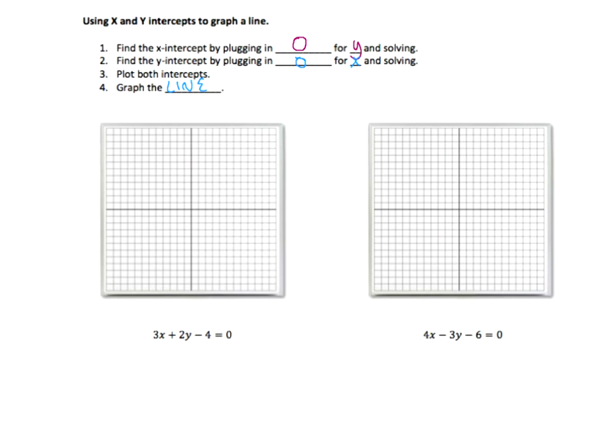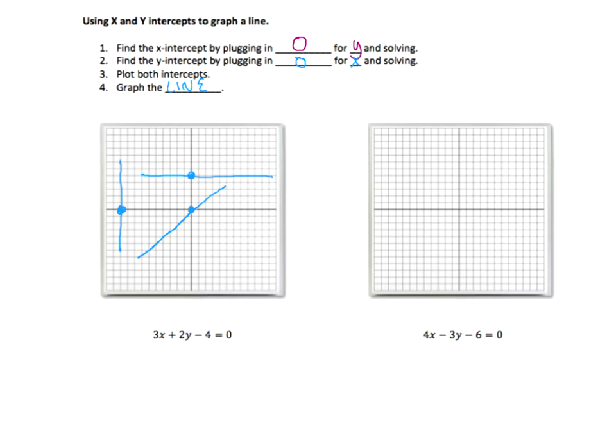Now, the only time you can't use this method to graph a line is if you don't have an x and a y-intercept. And that's going to happen in 3 cases. So real quick, before I actually graph these, here are the 3 cases where you cannot use this method. If I have a horizontal line, I only have a y-intercept. If I have a vertical line, I only have an x-intercept. If my line goes through the origin, my x-intercept is my y-intercept, so it's only 1 point there.